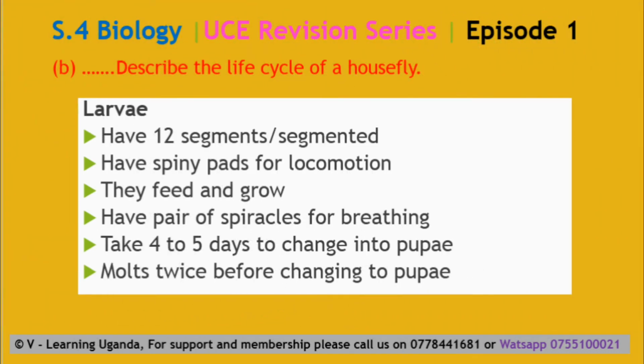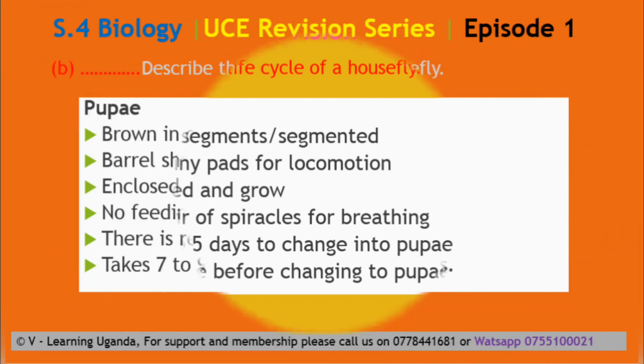Now in the larval stage, larvae have 12 segments. They are segmented, in other words. They have spiny pads for locomotion, they feed and grow. They have a pair of spiracles for breathing. They take about 4 to 5 days to change into pupa, and there is what we call molting. They molt twice before changing to pupa.